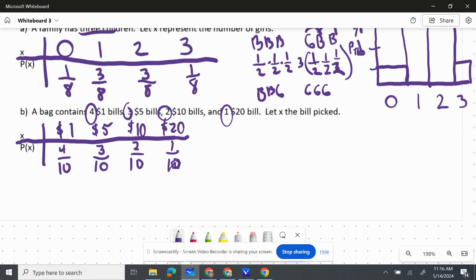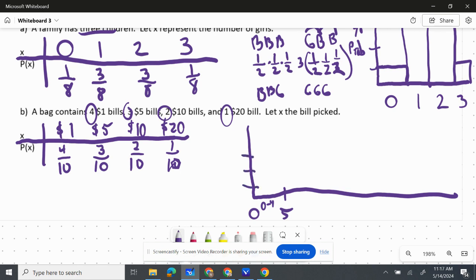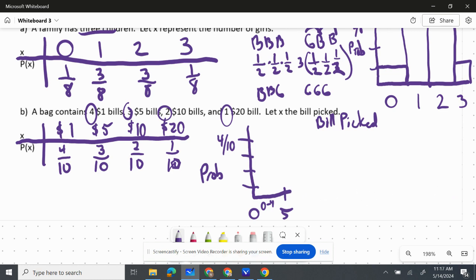And we're going to draw a histogram of this. The histogram, we're going to use intervals this time. So I'm going to go from 0, I'm going to go by 5s. So the first one is technically 0 to 4. And I'm going to go up by 4/10. This is the probability, and this is bill picked. So why I'm doing an interval is because I don't want to go by ones. That would take forever. It would be a long histogram.